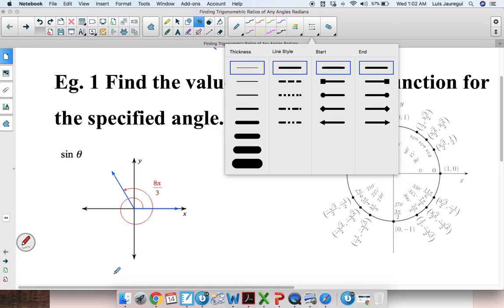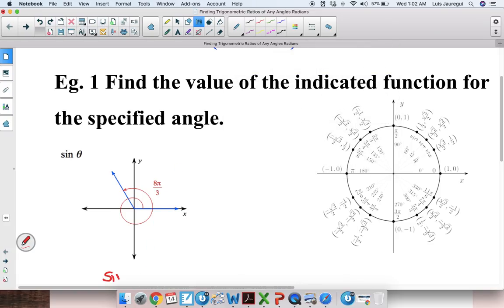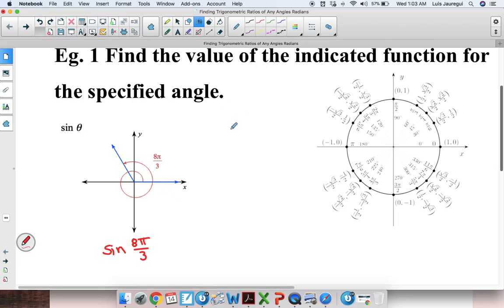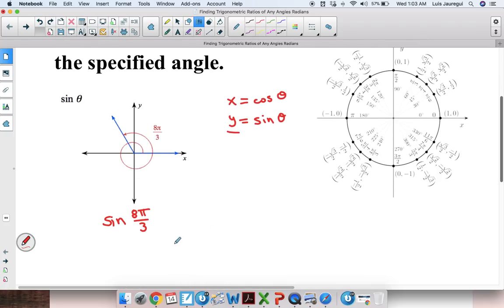So let's write down our information. So we're looking for sine of 8 pi over 3. Now, let's recall two facts from the unit circle. On the unit circle, we have that x is equal to cosine of theta and that y is equal to sine of theta. In this case, we're looking for the y coordinates. However, notice that 8 pi over 3 is not on the unit circle. So what we can do is look for a coterminal angle.